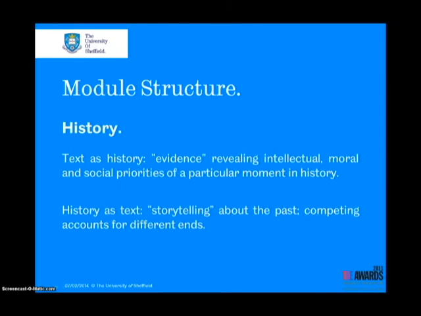Our final block considers the relationship between literature and history. To what extent are literary texts pieces of evidence? What can they tell us about their particular moment in history? And to what extent is history actually textual and literary? Is the discipline merely a form of storytelling about the past, in which different narratives compete for dominance?